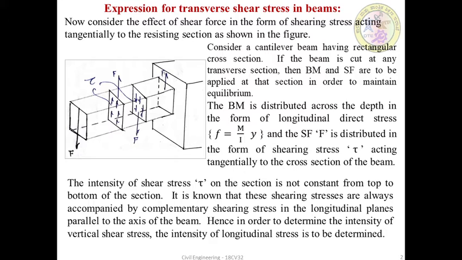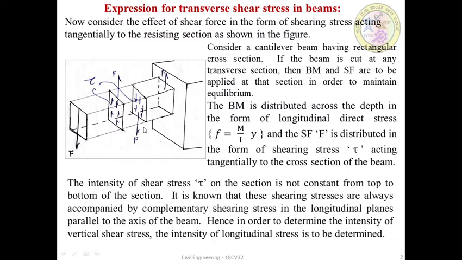So now we derive an expression for transverse shear stresses in the beams. In the earlier sessions, we covered bending stresses and the numerical problems on bending stresses. Now we come across the transverse shear stresses acting on the cross section of the beam, which are tangential to the cross section of the beam.